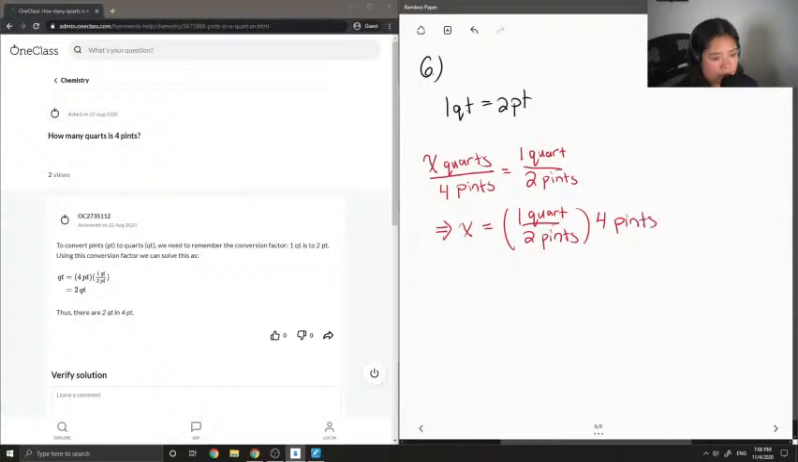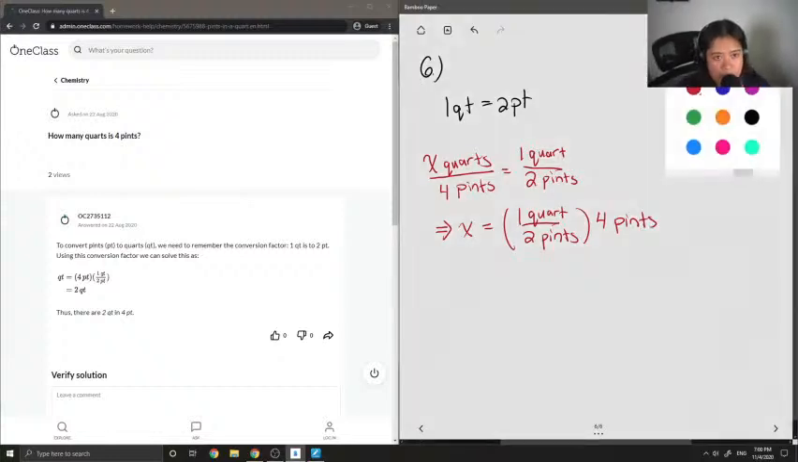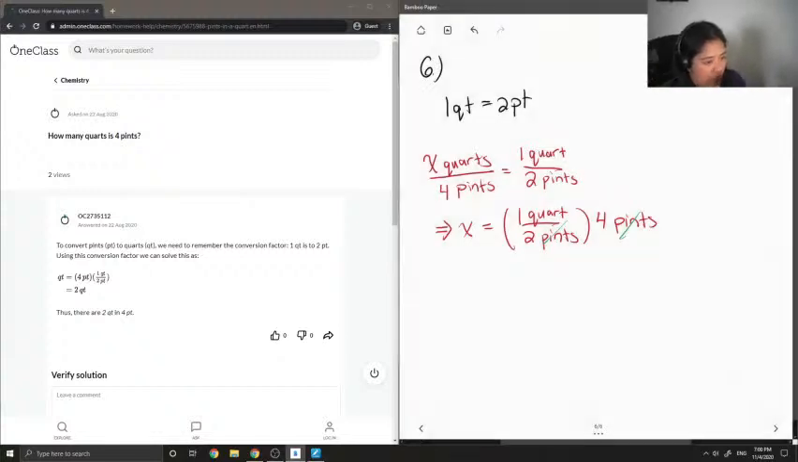So if you have trouble with conversion factors, you'll notice that your units should cancel out nicely. So pretty much this is just 4 divided by 2. Our pints should cancel out and we should be left with quarts. And you get X is equal to 2 quarts.